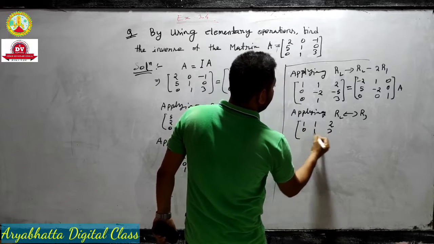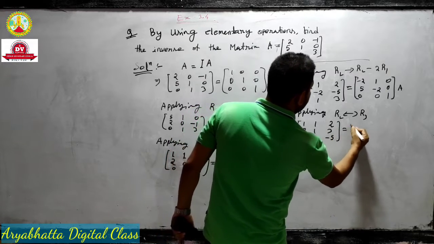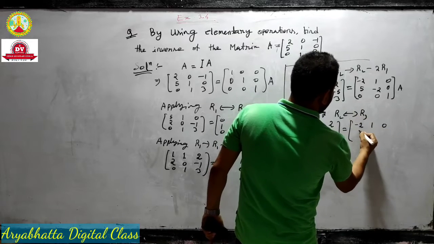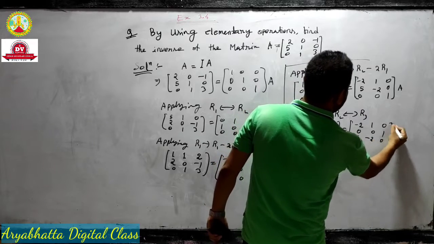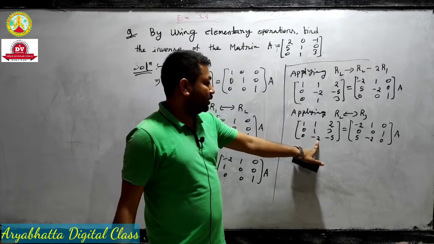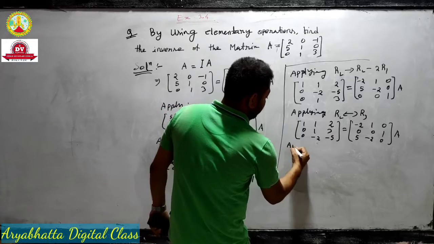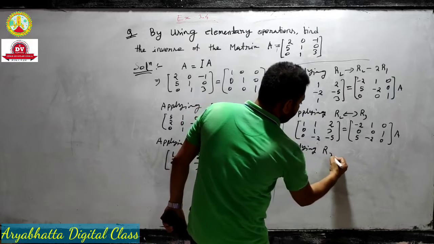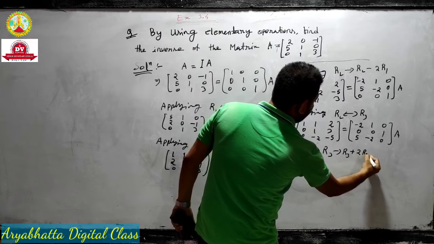0, 1, 3, 0, minus 2, minus 5. This equal to minus 2, 1, 0. This equal to 0, 0, 1 and 5, minus 2, 0 into A. Next, for these elements we have to make them equal to 0. Therefore, we are applying R3 tends to R3 plus 2 into R2.